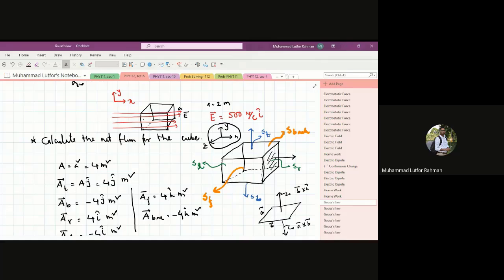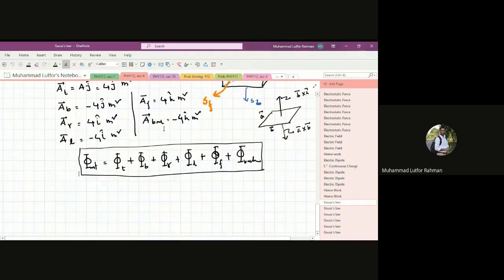So we say that the electric field lines which penetrate a surface are the ones for which we consider the electric flux. Otherwise, not. Since the electric field lines penetrate only this surface and that surface, the electric flux for the rest, the top, bottom, front, and back, would be zero. This is physics. Mathematically, we can also prove that. So how does it become zero?